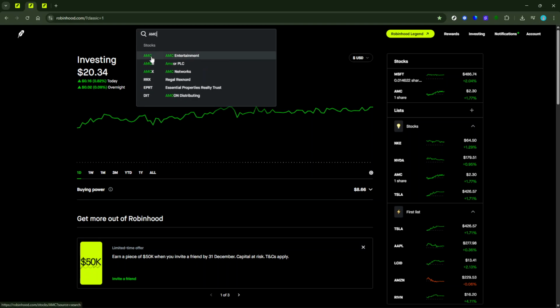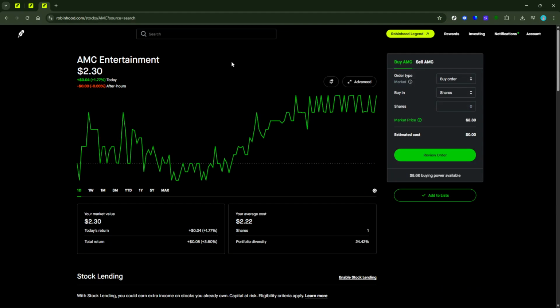Once you're on the stock's details page, you'll immediately notice a price chart displayed at the top. This chart provides a visual representation of the stock's recent behavior in the market.